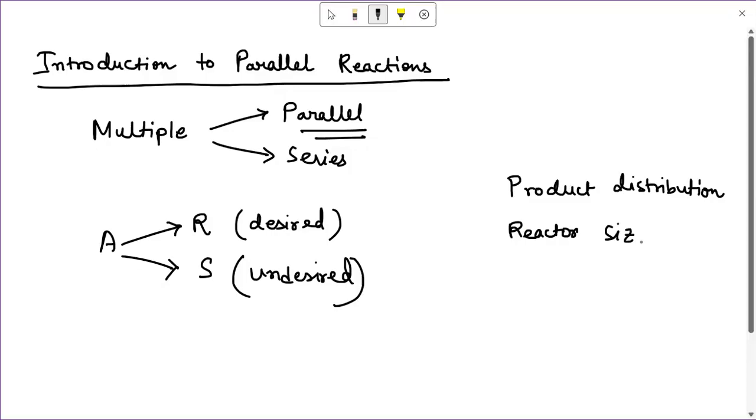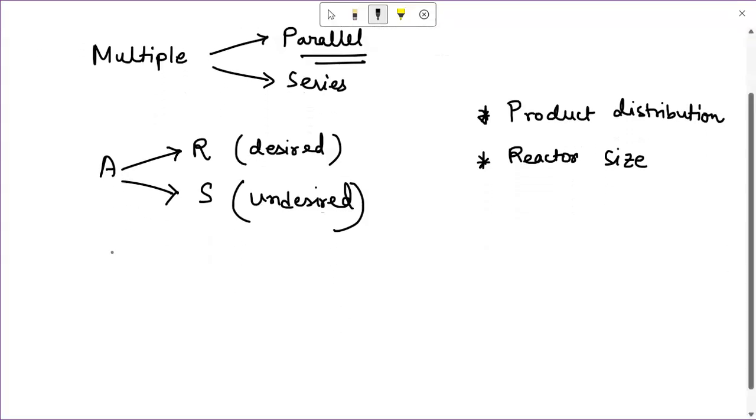When we were talking about only single reactions, we were not worried about this term, product distribution. But now we are worried about product distribution as well as reactor size, because we want to get more of the desired product than the undesired one. With this goal in mind, let us outline the general approach, how we generally address such multiple reaction problems.